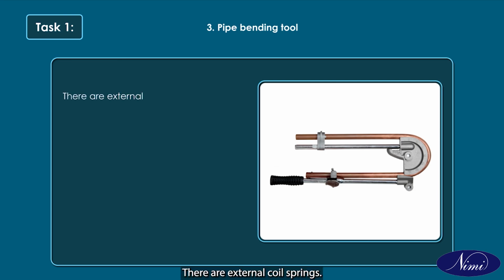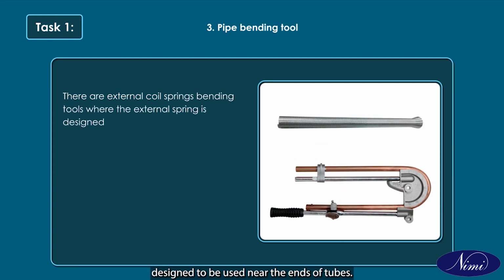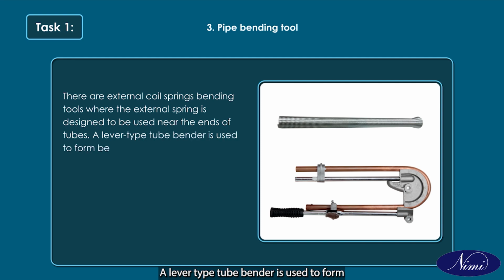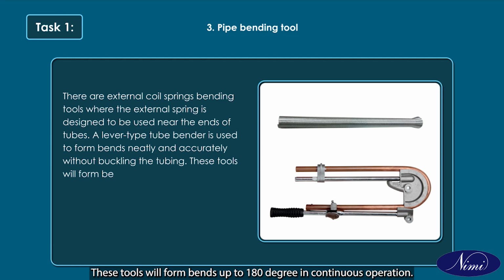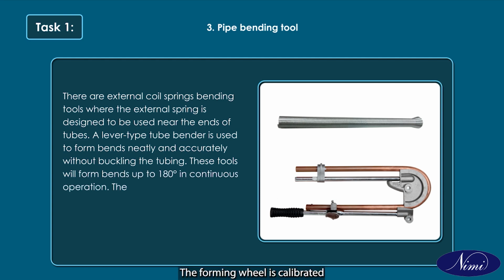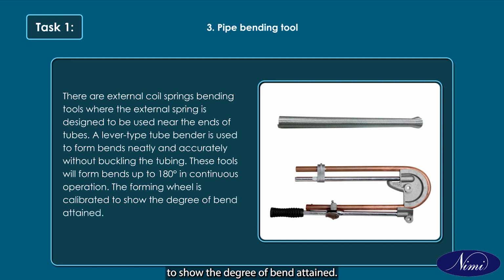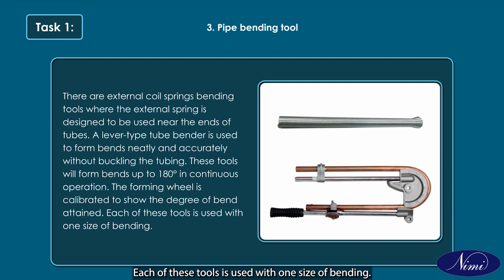Number 3. Pipe bending tool. There are external coil spring bending tools, where the external spring is designed to be used near the ends of tubes. A lever type tube bender is used to form bends neatly and accurately without buckling the tubing. These tools will form bends up to 180 degrees in continuous operation. The forming wheel is calibrated to show the degree of bend attained. Each of these tools is used with one size of tubing.